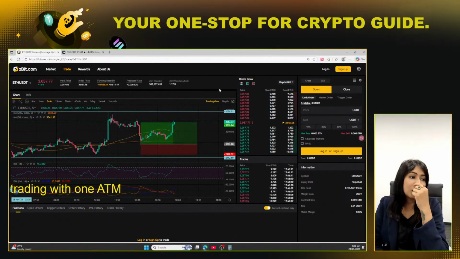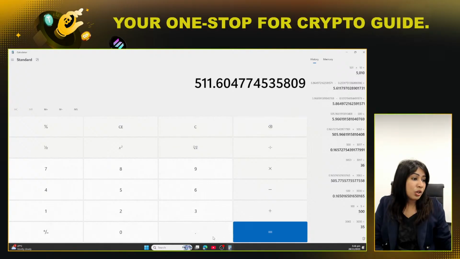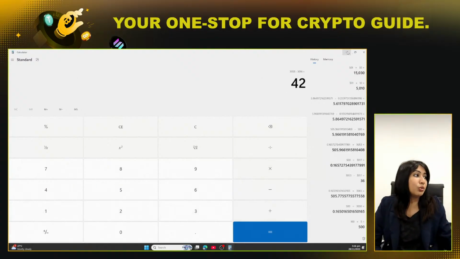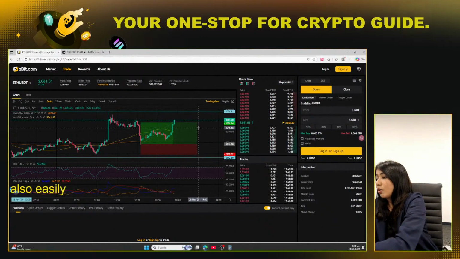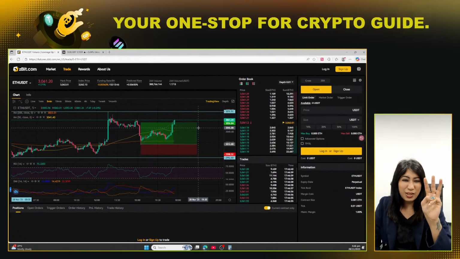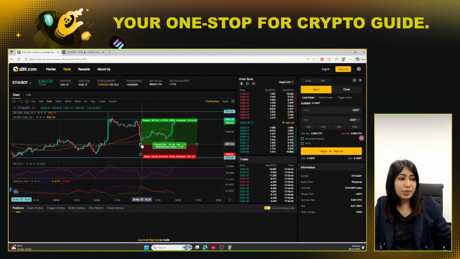Imagine, even if you were trading with one Ethereum, I gave you a very small position, but if you were trading one Ethereum, how many dollars was the move? 3058 minus 3016, it's almost $42 more. So one Ethereum also easily $42 to $50 went in just 3 hours. This is where I planned my entry, and now see where the price is heading.